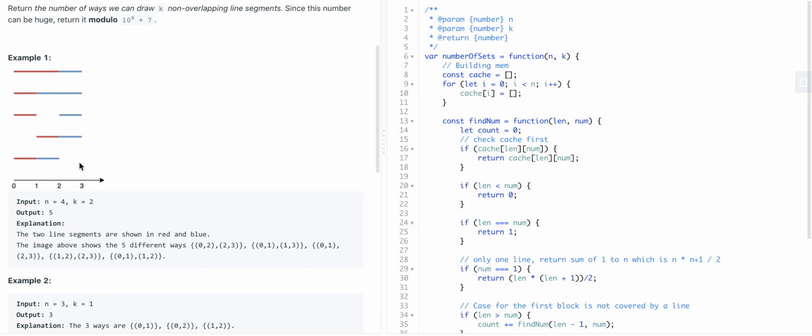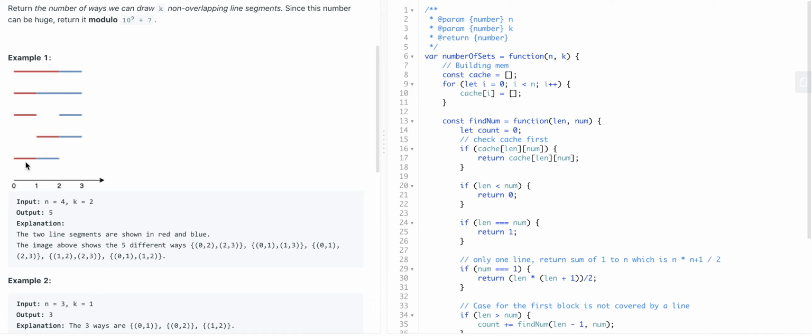So what I do is I branch it off into 2 cases. The first case would be, okay, you don't need to use this bucket, so you just ask the same question, but now your number of buckets is reduced by 1, and k, that means the number of lines, is still the same.